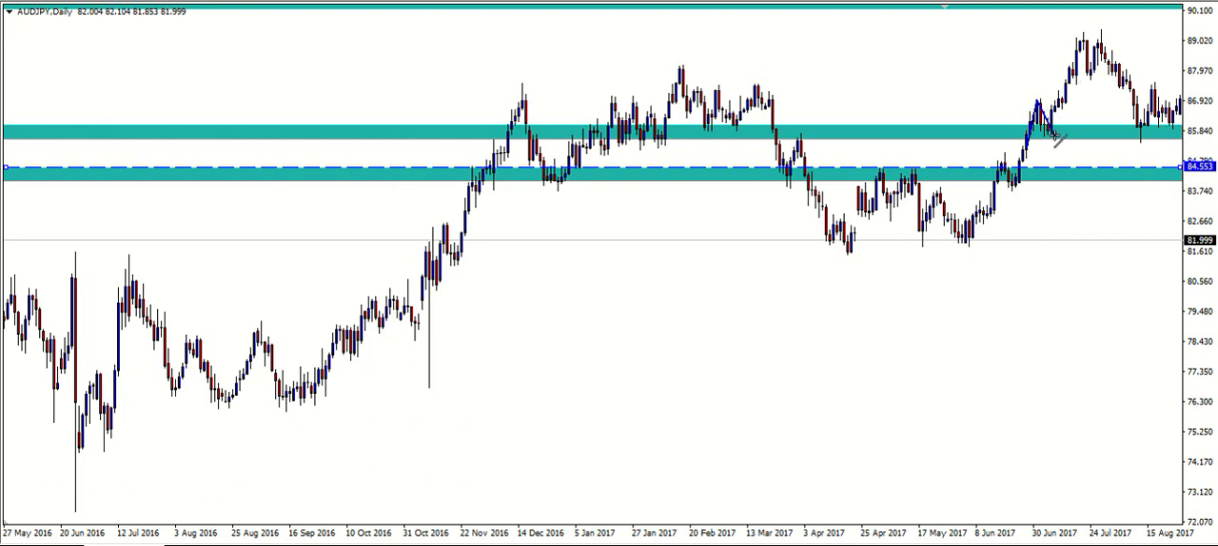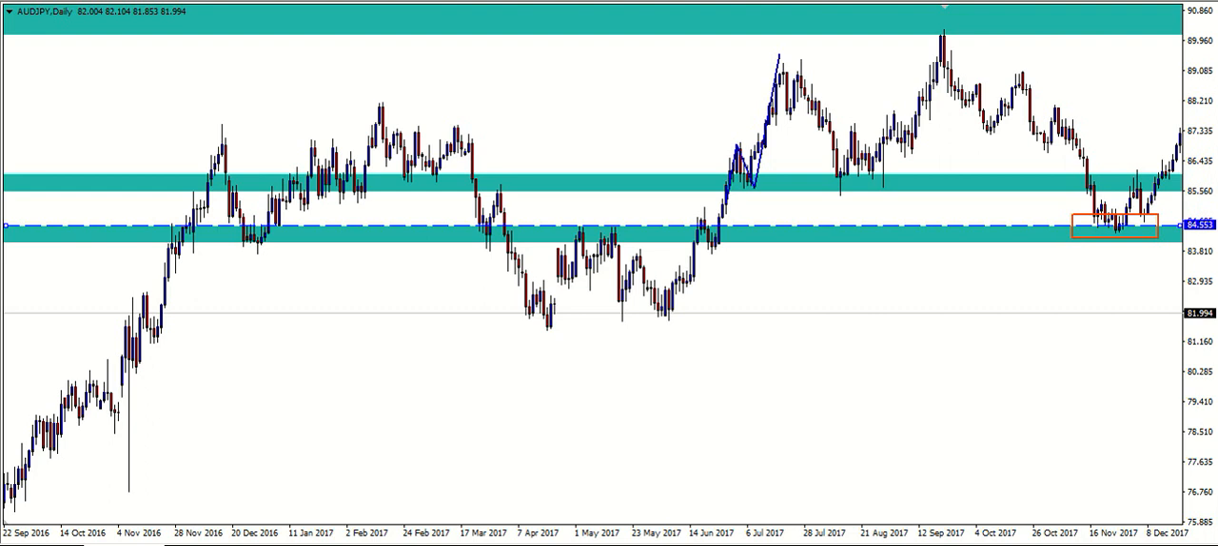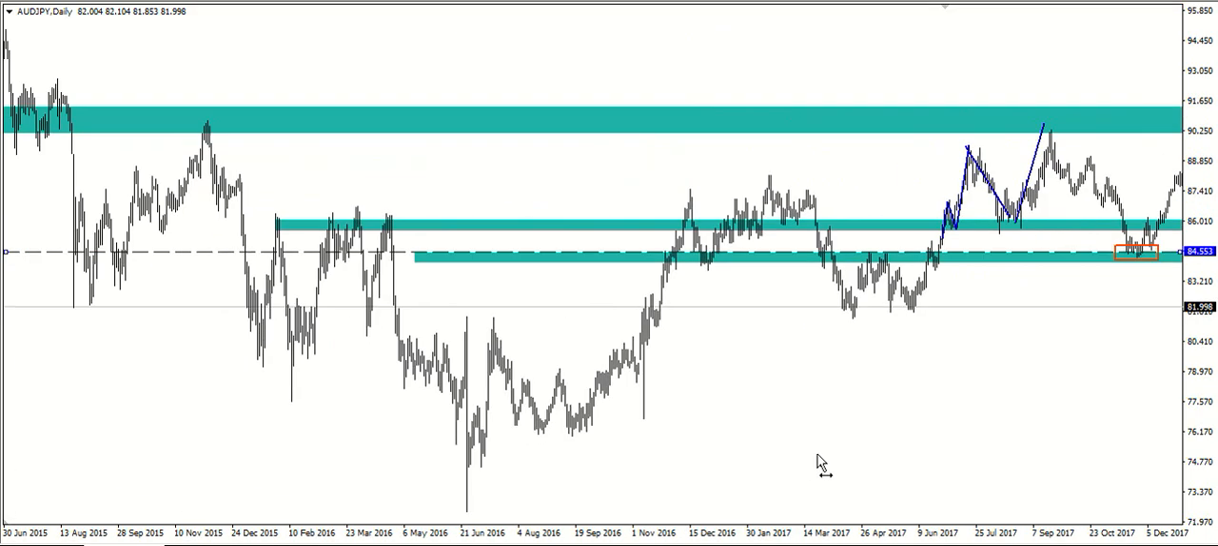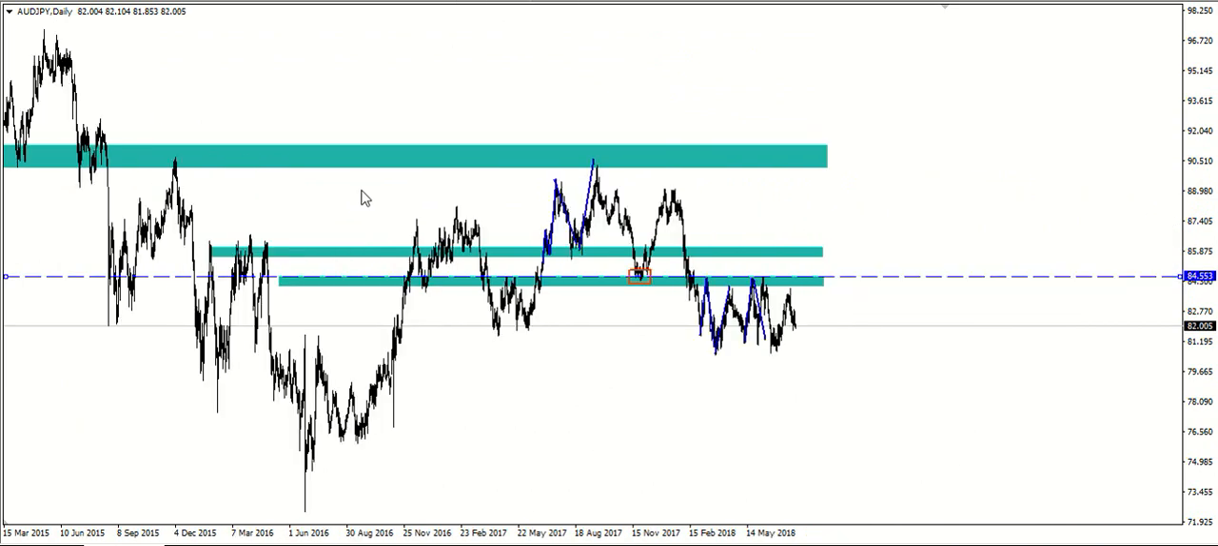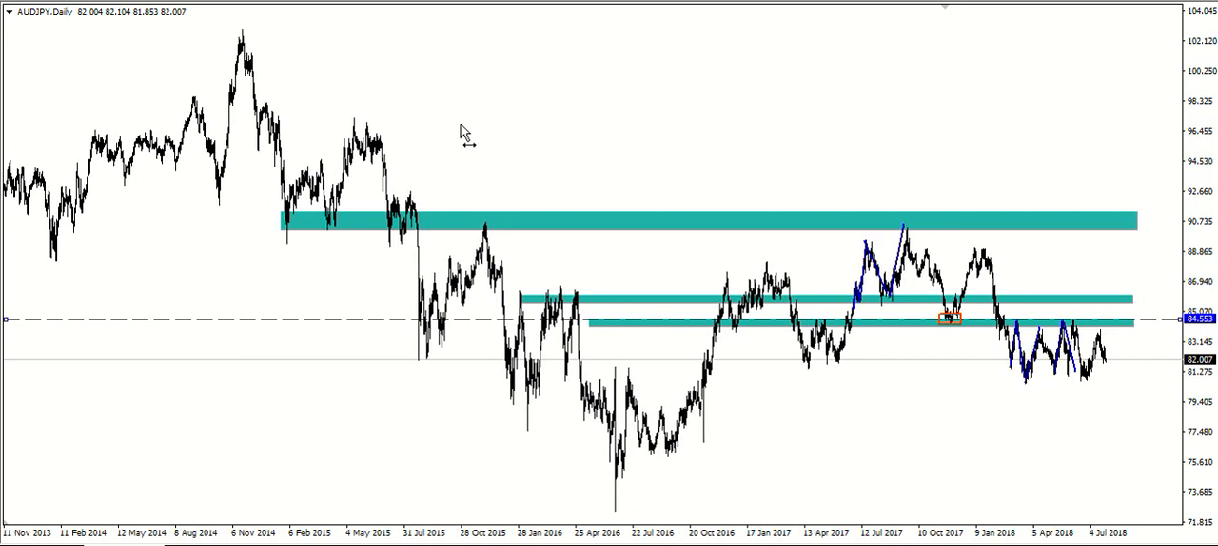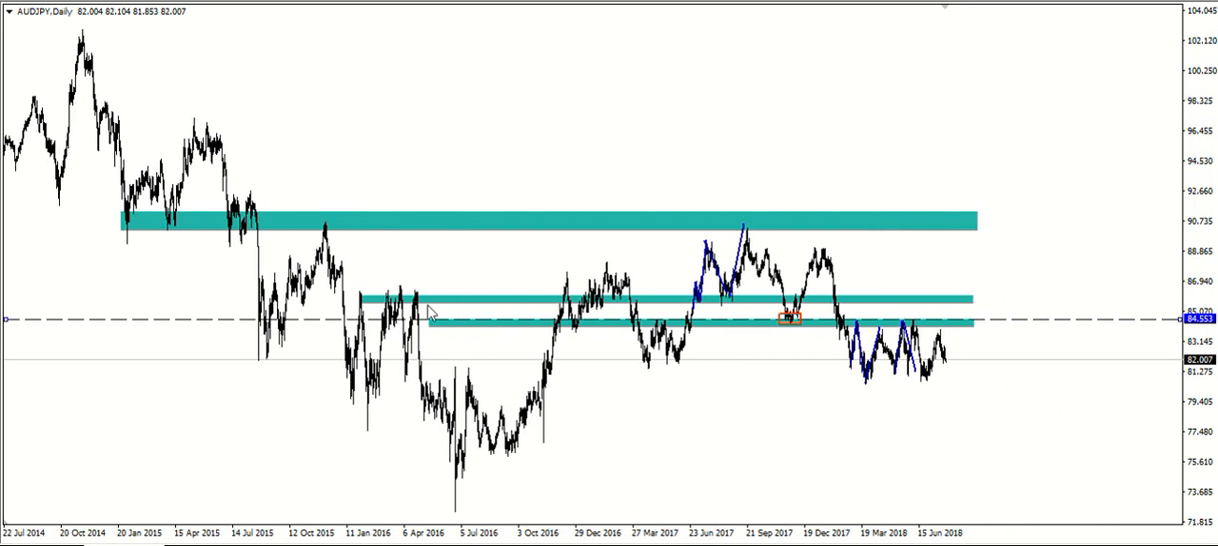Look what happens here. It breaks this zone, it comes back for a retest on this zone, and it moves up. Look where it bounces. It bounces in this zone and it goes up. This is exactly why these zones are very important.